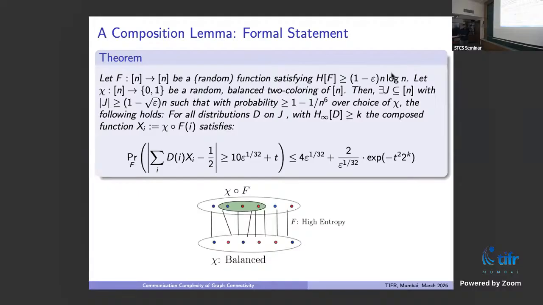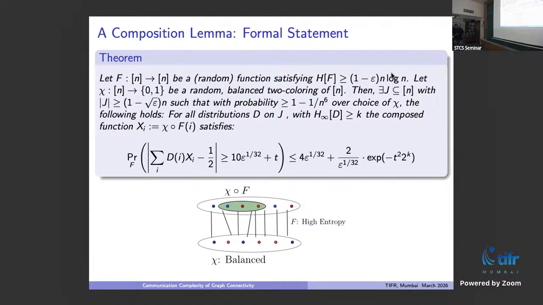They show a similar composition lemma, but in their case they need to color much larger sets, which means they need less random colorings. For our case, you see that the neighborhood cardinalities are like n to the 1 minus epsilon, so we need to color smaller sets. That's why we need to do things slightly differently.